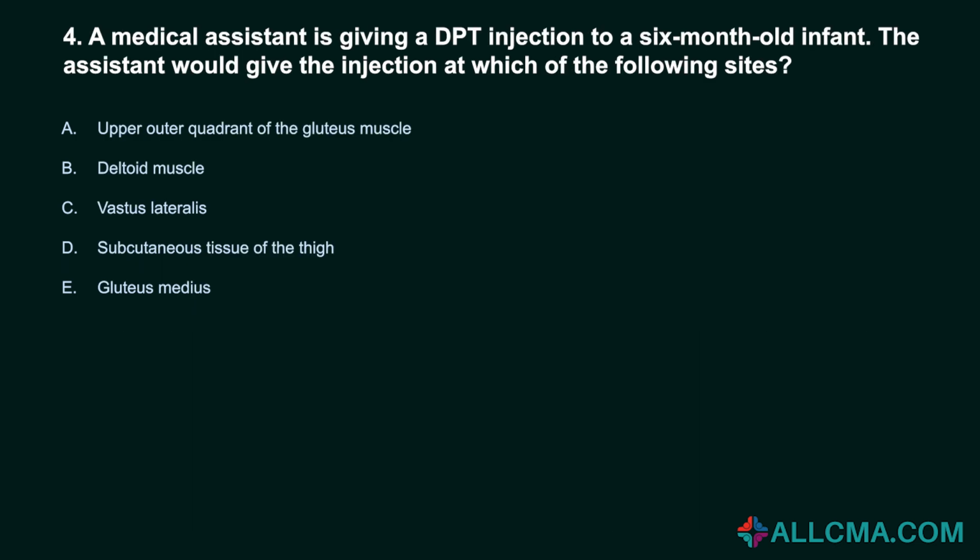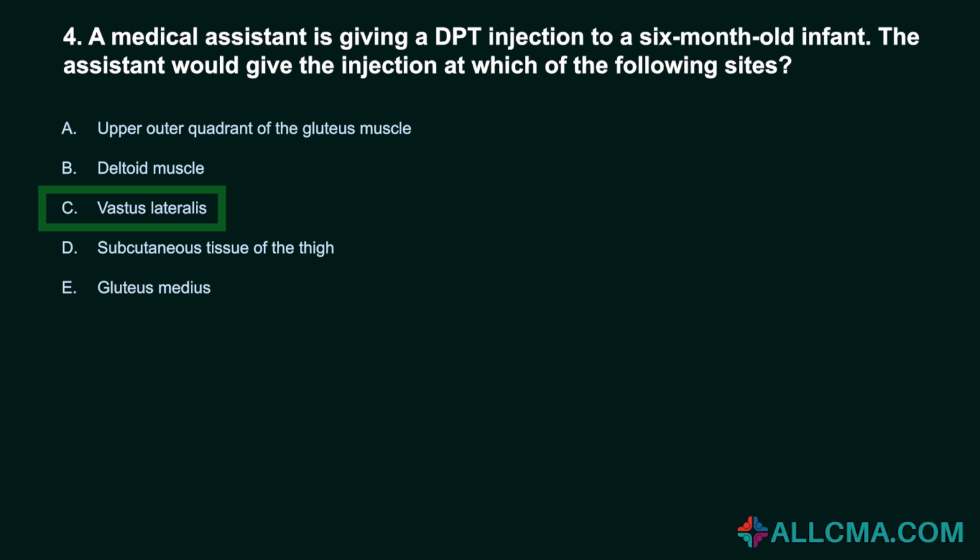4. A medical assistant is giving a DPT injection to a 6-month-old infant. The assistant would give the injection at which of the following sites? A. Upper outer quadrant of the gluteus muscle. B. Deltoid muscle. C. Vastus lateralis. D. Subcutaneous tissue of the thigh. E. Gluteus medius. Correct answer: C.